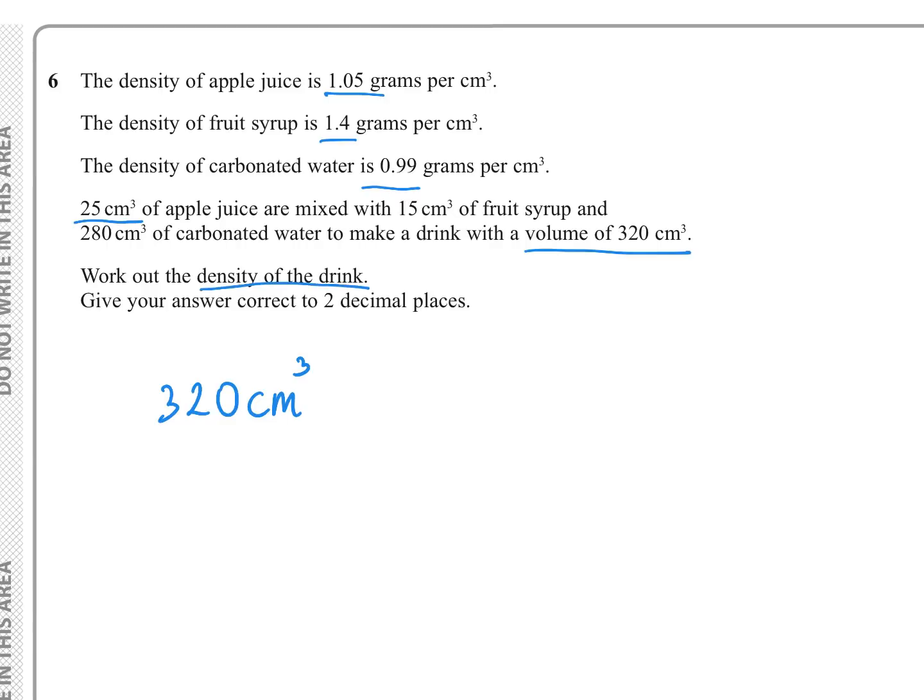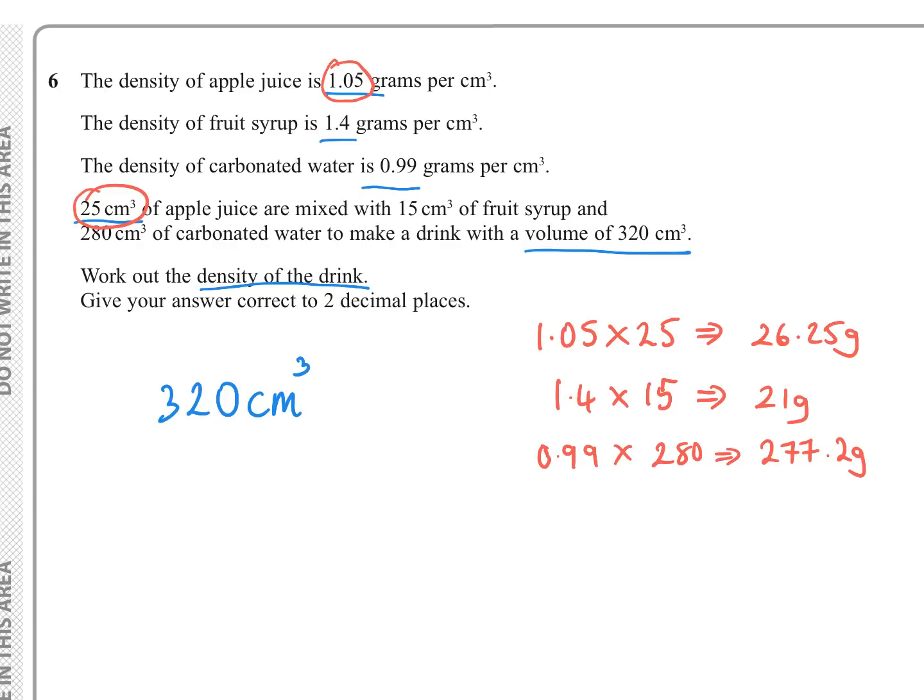Well, if we look back at what we've already got, we know that there was 1.05 grams per centimetre cubed, and we know there was 25 centimetre cubed of the apple juice. So that's just a matter of using our calculator and doing 1.05 times 25. That gives us 26.25 grams. And then we just do the same for the others.